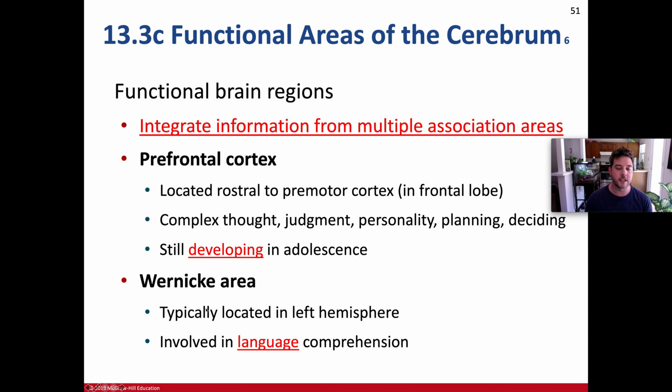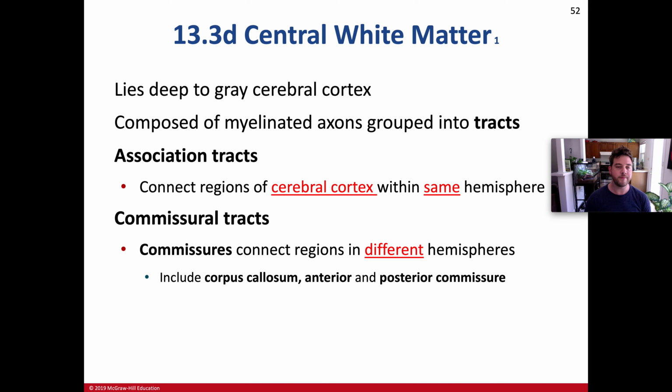The Wernicke area is typically located in the left hemisphere. It's involved in language comprehension, so it's kind of in this left area. It's not in one little specific spot. It's just a general portion of the brain that uses a couple of different lobes to help interpret language. Language is very tricky. Language is a whole complex thing. We're barely going to touch on it.